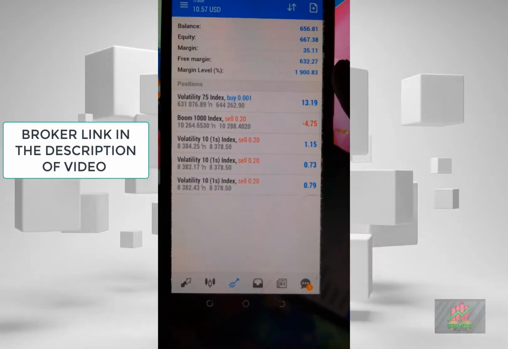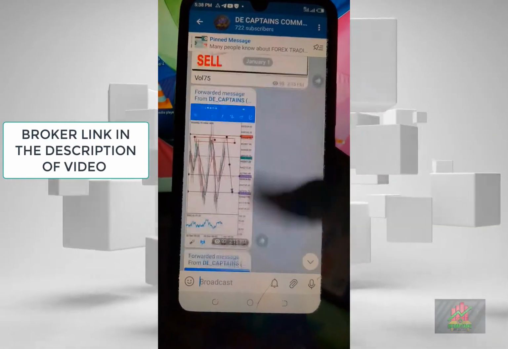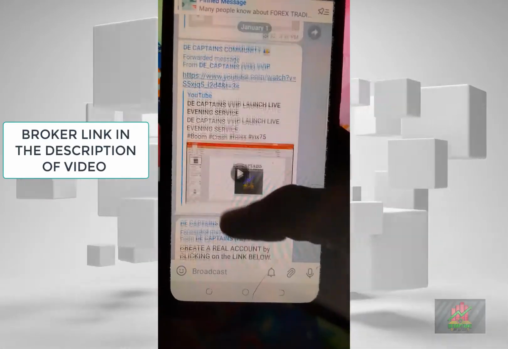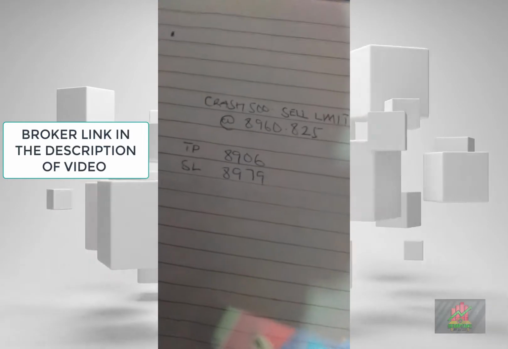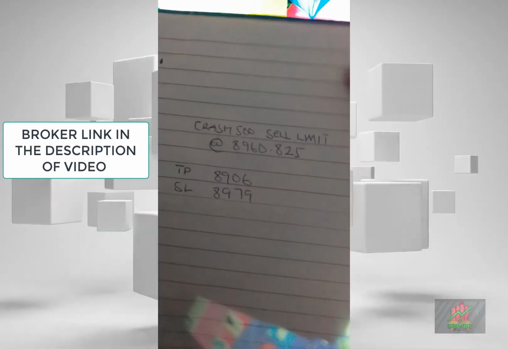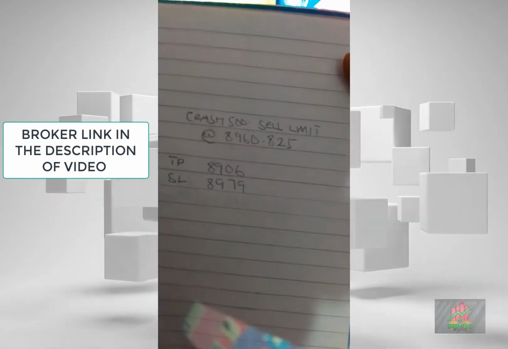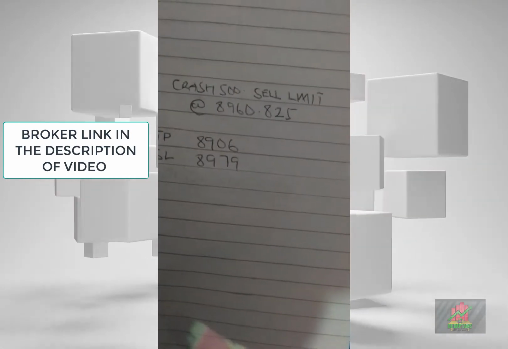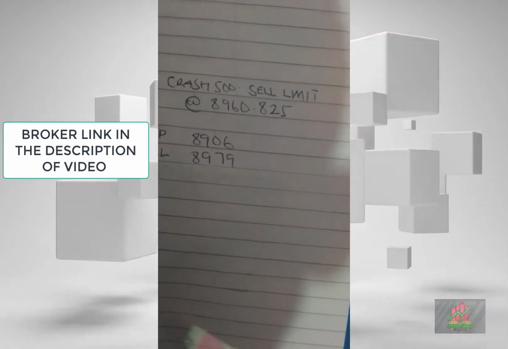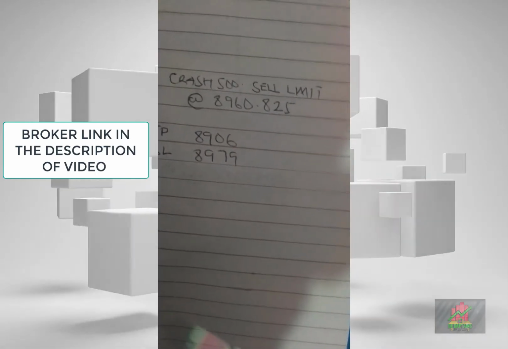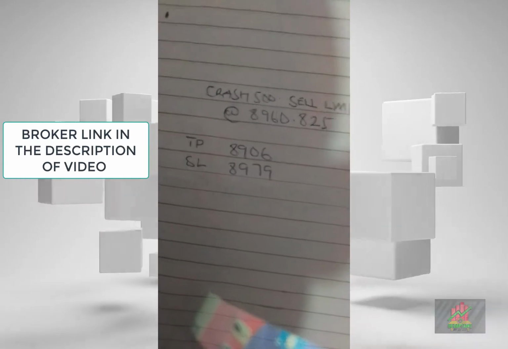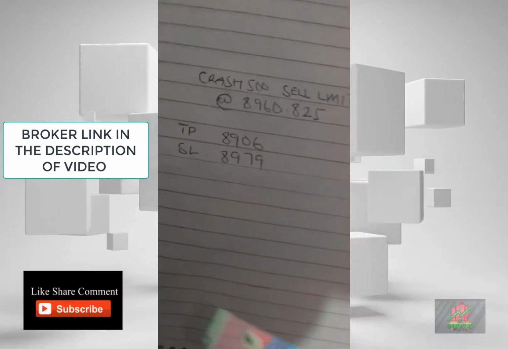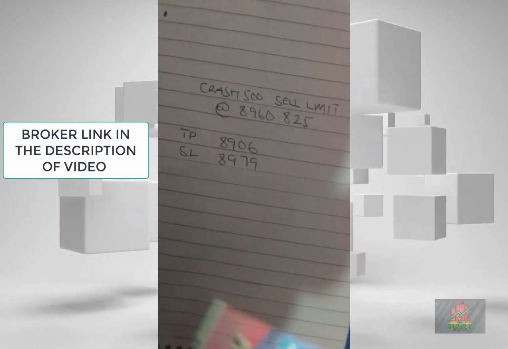So let me check on the channel if I would get an active pending order. Okay, so I think there are no pending orders here currently. So okay, this is a very simple one. As you can see, the signal here, crash 500 sell limit, and then anytime you are given a pending order, they give you a price. So crash 500 sell limit, and then the price is 8960.825, and then you've been given TP, which is 8906, and then your SL is 8979. So once you get the signal, you go straight to your MetaTrader 5 or your trading platform.